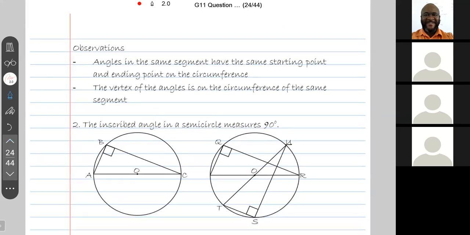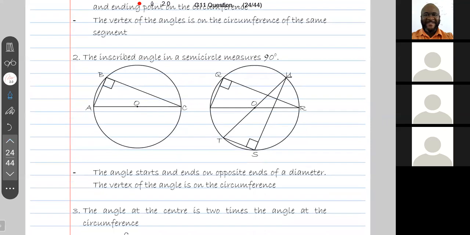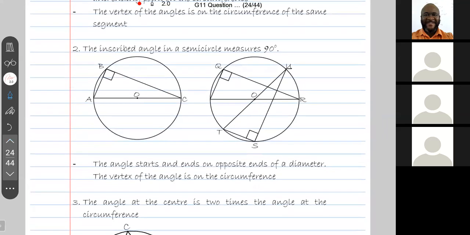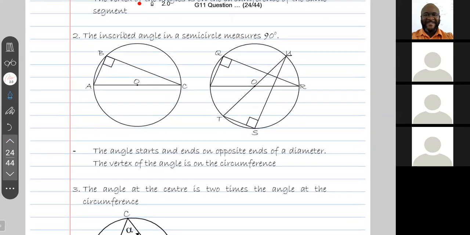Now, the second circle theorem we're going to learn is angles in a semicircle. Circle theorem number 2 says the inscribed angle in a semicircle is equal to 90 degrees. Or you could say angles in a semicircle is equal to 90 degrees.